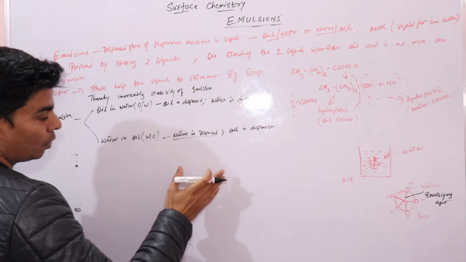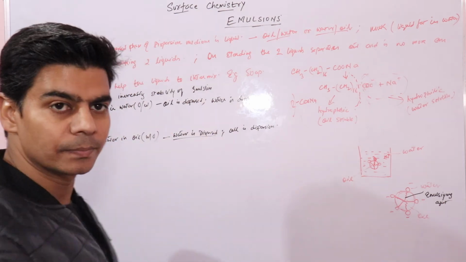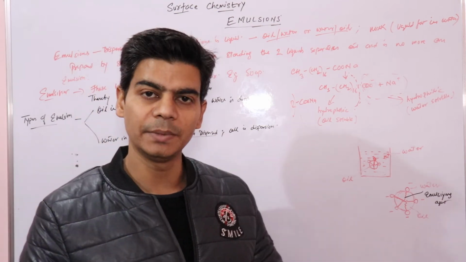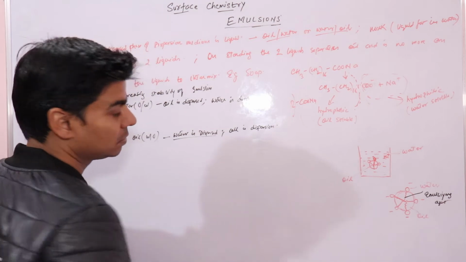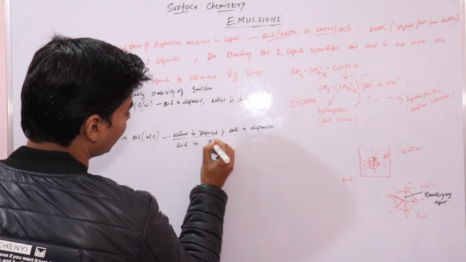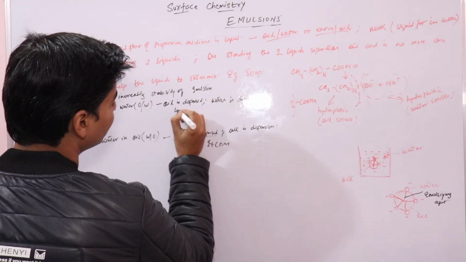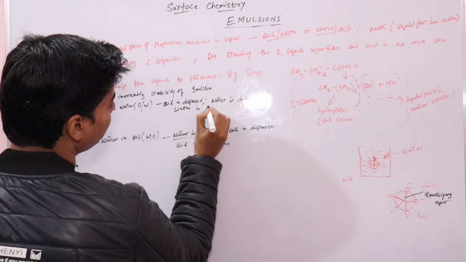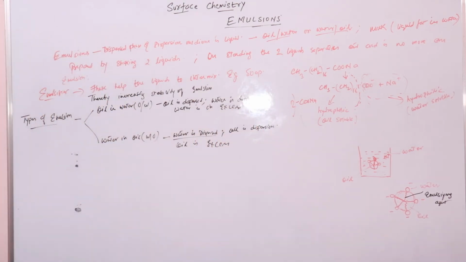Now one more thing, since here we said water is dispersed in oil and oil is your dispersion medium, whichever of these two is in excess, that will act as the dispersion medium. So here, since oil is your dispersion medium, oil is in excess. Where water is the dispersion medium, water is in excess, right?